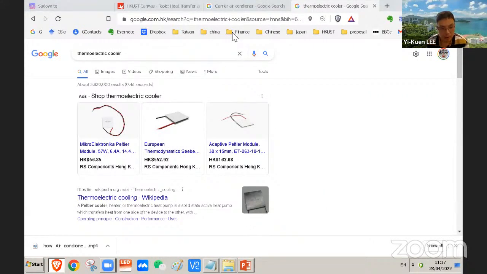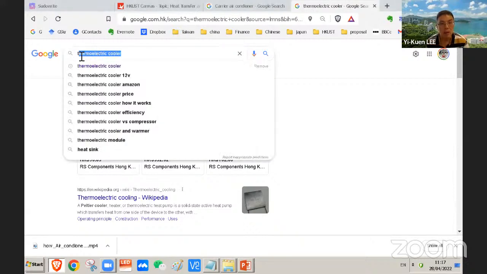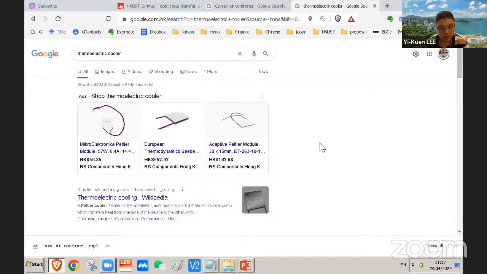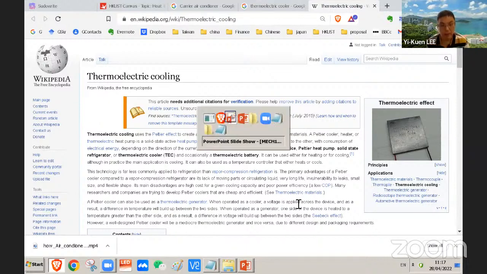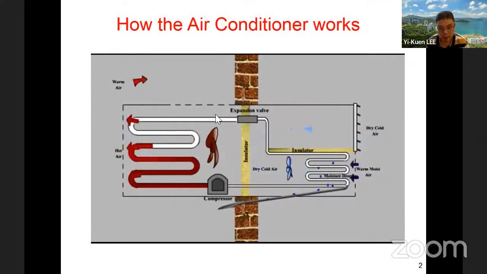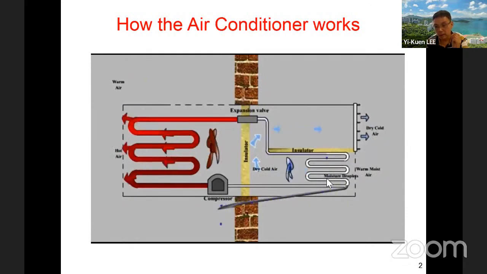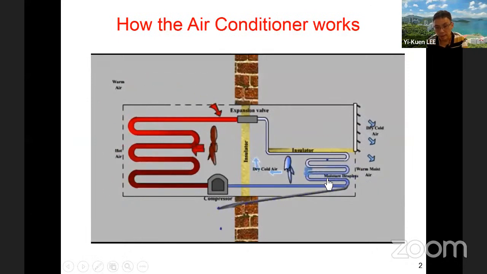So the thermoelectric cooler is one possible way to do this, and there's no noise. There's no noise at all, based on the Peltier effect. But unfortunately, the amount of heat it can carry may not be good enough compared with the traditional air conditioning system. That's something I tell you. Unfortunately, we have no perfect system. So that's why this kind of design still dominates the commercial world.